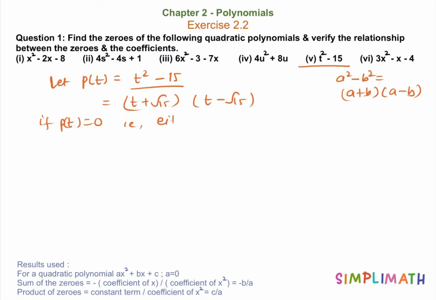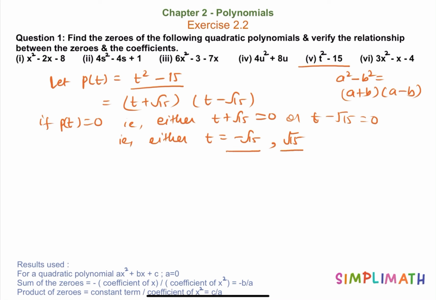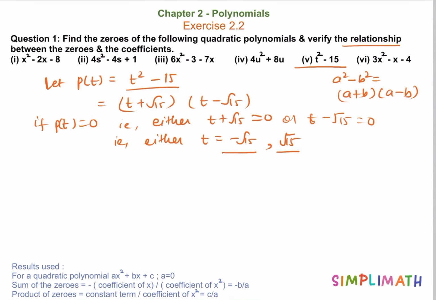either t plus root 15 equal to 0 or t minus root 15 equal to 0, that is either t equals to minus root 15 or t equals to root 15. So root 15 and minus root 15 are the zeros of the polynomial p of t. Now let us verify the relationship between the zeros and the coefficient.